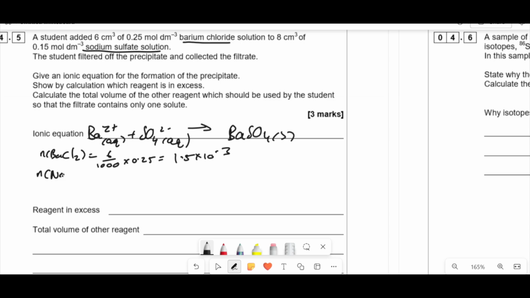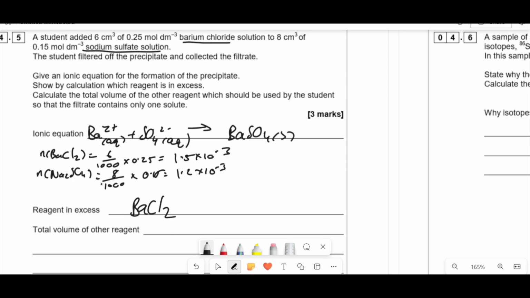And then the moles of the Na2SO4 is going to be 8 over 1,000 times 0.15, which is 10 to the minus 3. So the BaCl2, you can see, is more of it. So then it says, what's the total volume of the other reagent? So it's asking how much of this can you use to perfectly react with both of them.